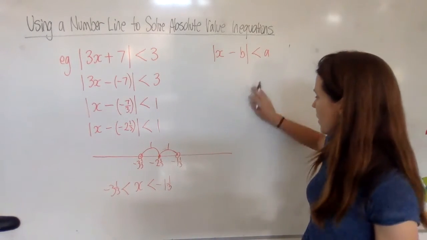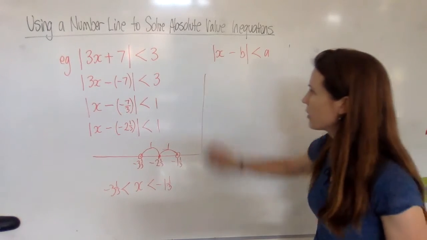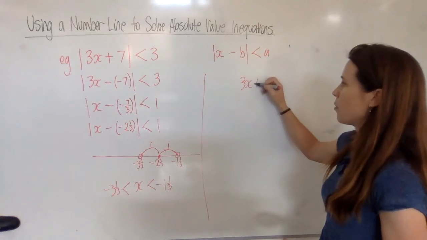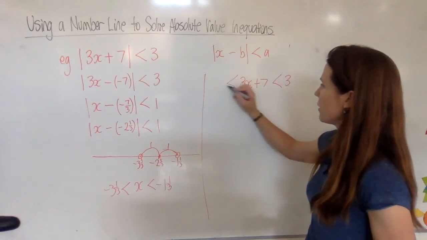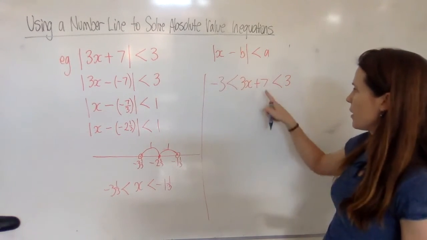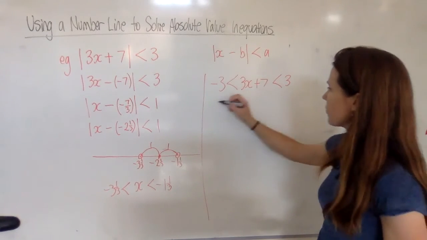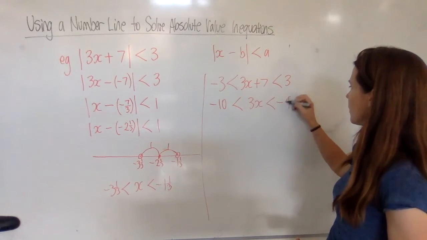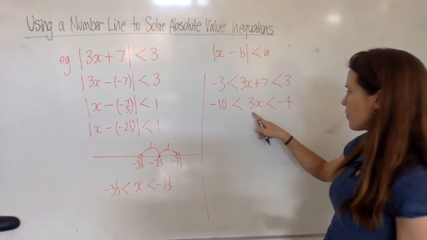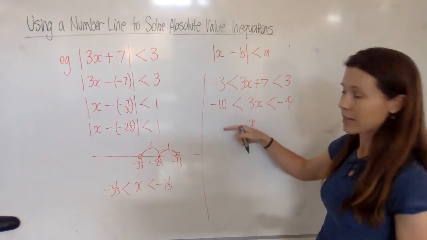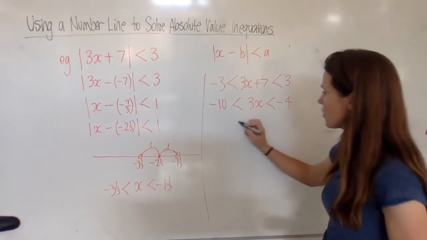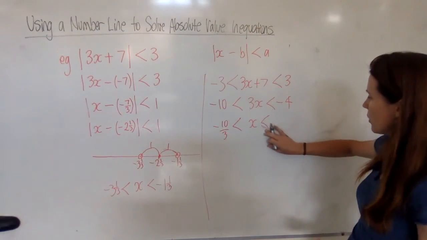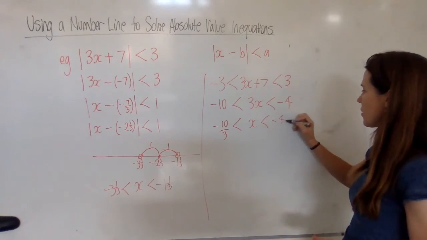Now doing this the other way, just to compare doing it algebraically, you would say that 3x plus 7 must be between 3 and minus 3. Subtracting 7 from both sides gives me this. And then dividing both sides by 3. And when I say both sides, I mean all 3 sections. That gives me minus 10/3. And oops, we don't have an equal, and this.